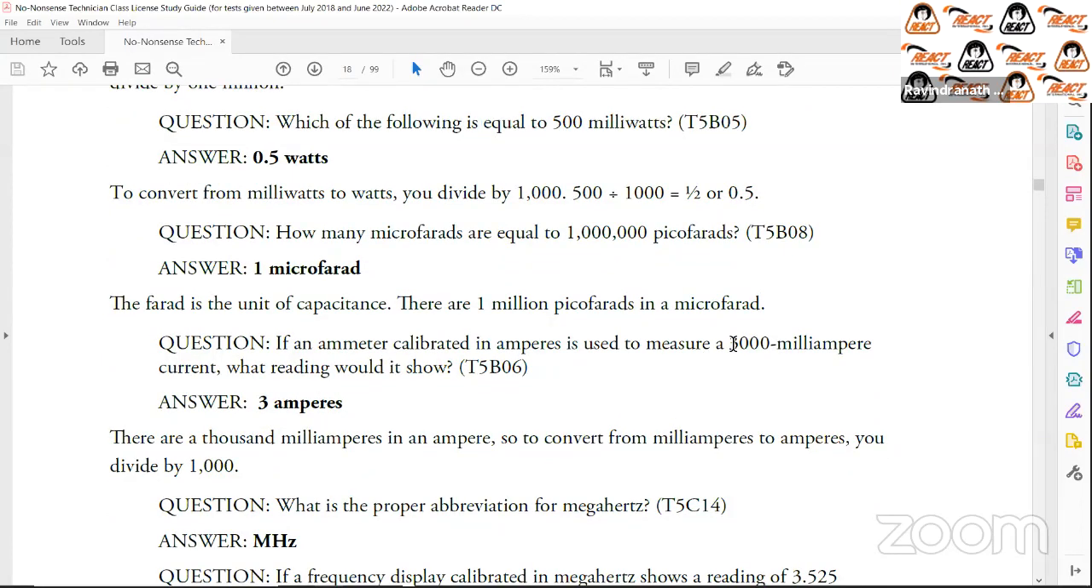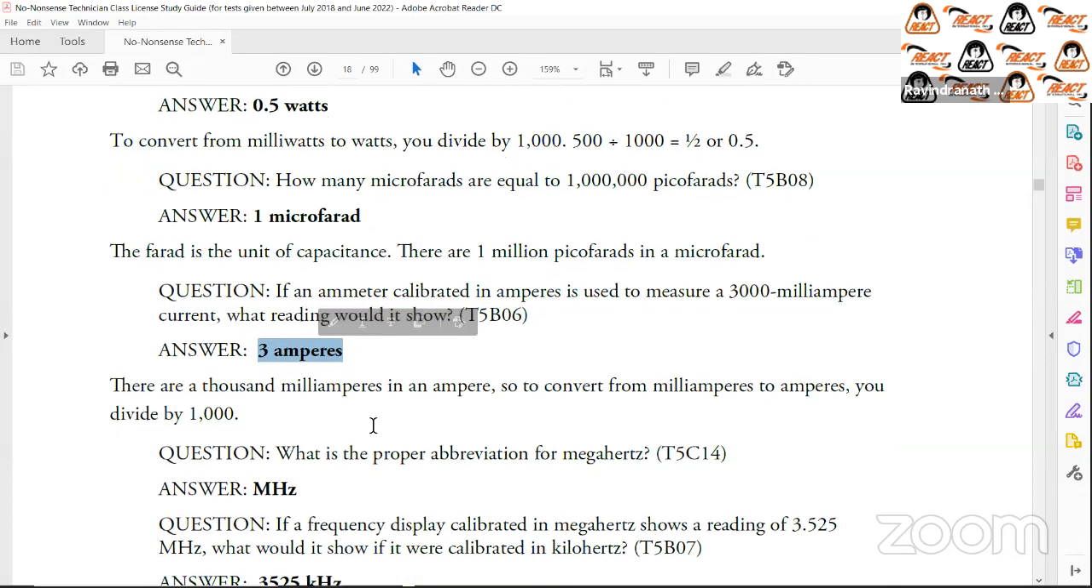So if we have 3,000 milliamperes and we want to go to amperes, to go from milli to the base unit, we divide by 1,000. So 3,000 divided by 1,000 is simply 3 amperes.